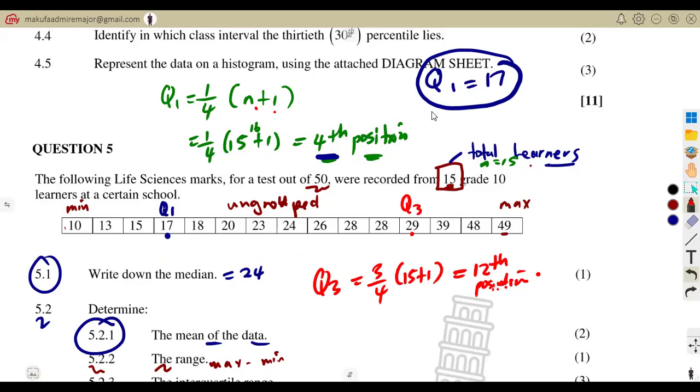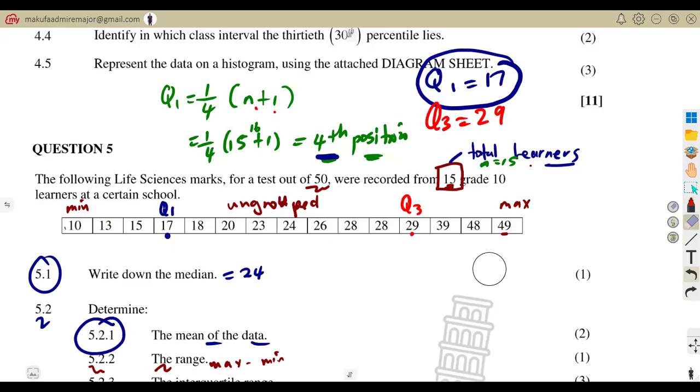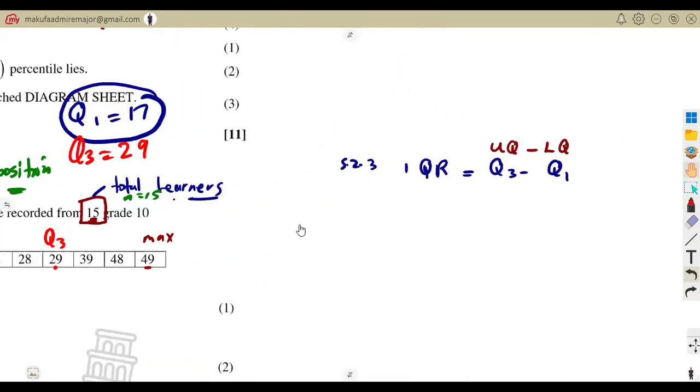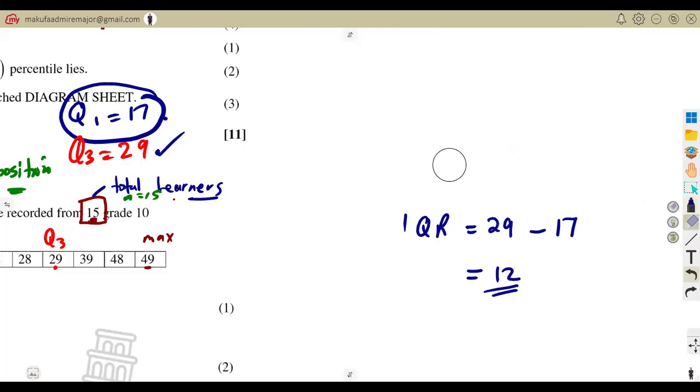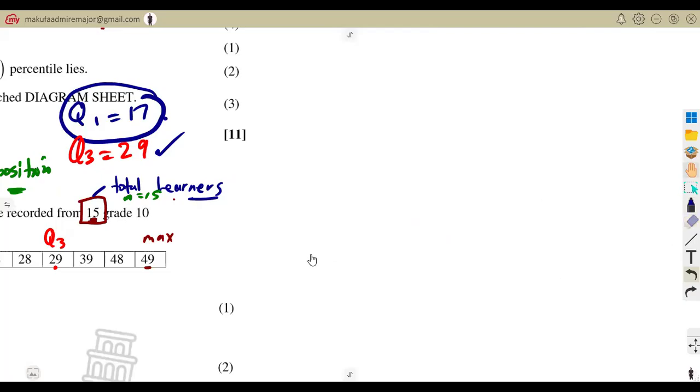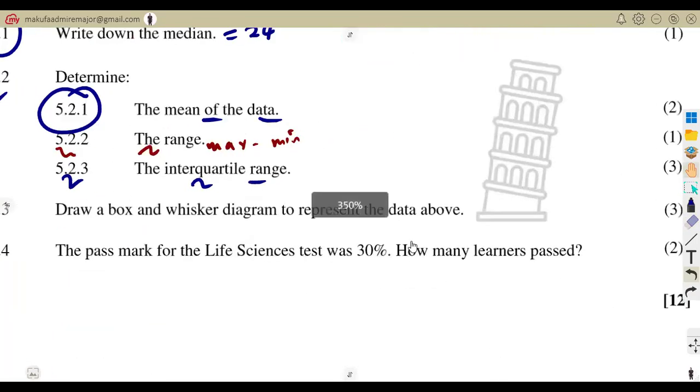So the first thing is the positioning. Then we determine Q3, which is 29. We have it. So the question was, we need the interquartile range. We take the corresponding values, not the position. We need the exact value representing Q3 as our upper quartile. That's 29 minus Q1, which is 17. The difference gives us 12. That's our interquartile range. Just like that. So first the position, then the values that correspond.